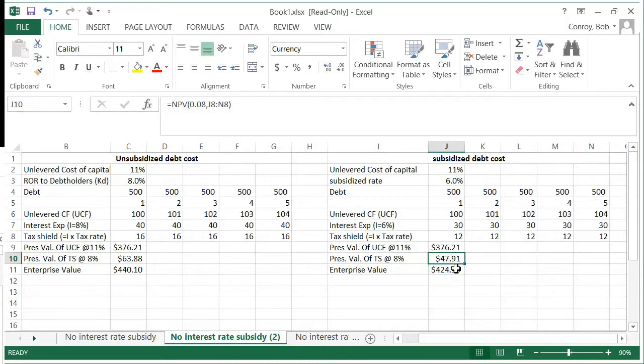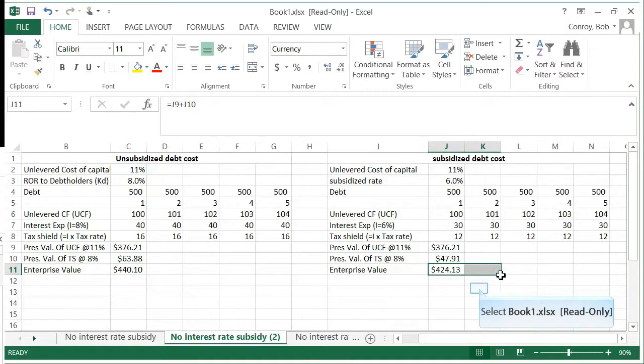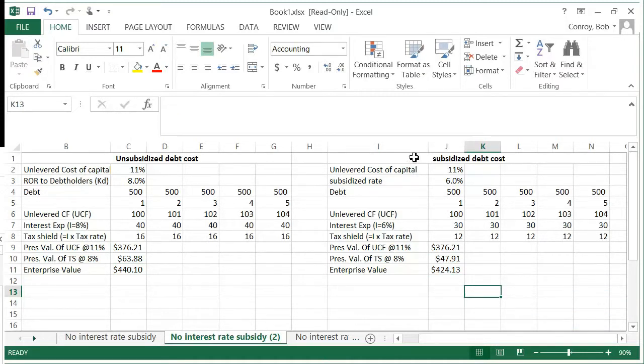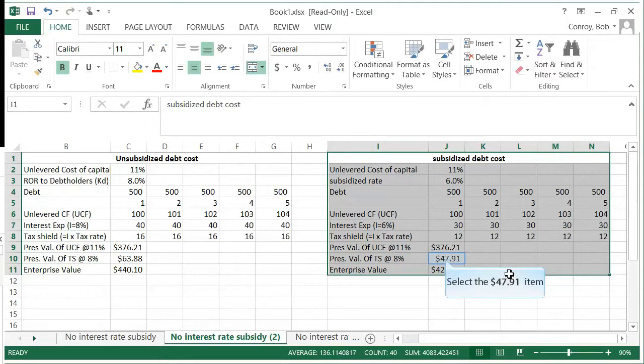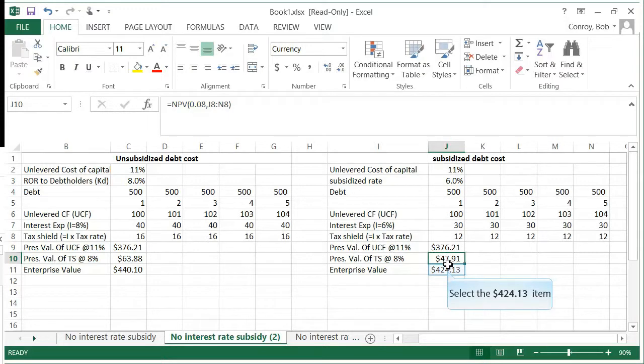Now, the present value of the tax shield is 47 and not 64. And the enterprise value with the firm receiving a subsidy on its debt is less than without the subsidy. That seems strange, but on the surface, if we do an APV analysis, this whole analysis over here sort of looks right. We took the value of the unlevered cash flows, we took the present value of the tax shields, and we got the enterprise value.